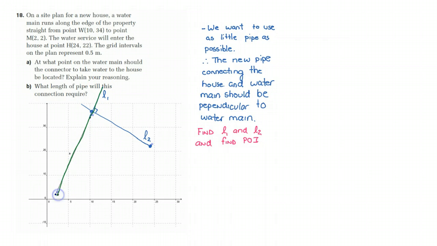Let's work out L1 in green just to help show our work here. I'm a big fan of color coding answers. L1 has the points W and M on it, so we can find the slope of WM. The slope is the change in y, 34 minus 2, over 10 minus 2, which gives me 32 over 8, and 32 over 8 wonderfully works out to 4. So the slope of this is 4.